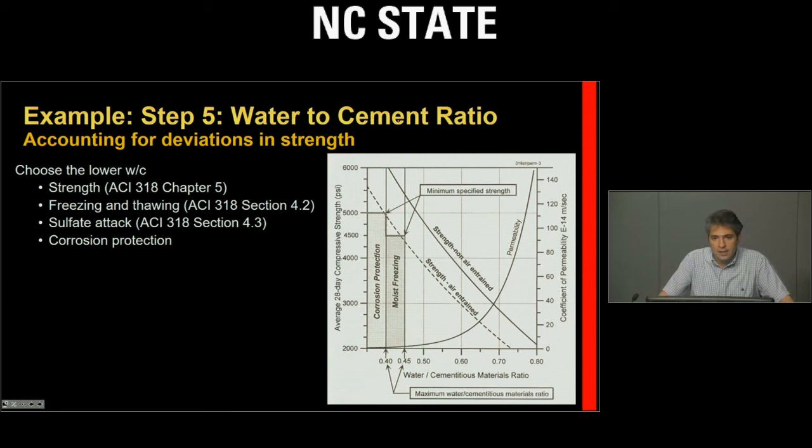Finally, over here, the same graph that we saw, we said that in our particular case, we have moisture and freezing, and you don't have to check this. I just wanted to show that you can use this table as well. You don't have to do this as a part of solving an example. I just wanted to show that our water-cement ratio of 0.424 is below the water-cement ratio of 0.45 that is required for concrete that's exposed to moist freezing.